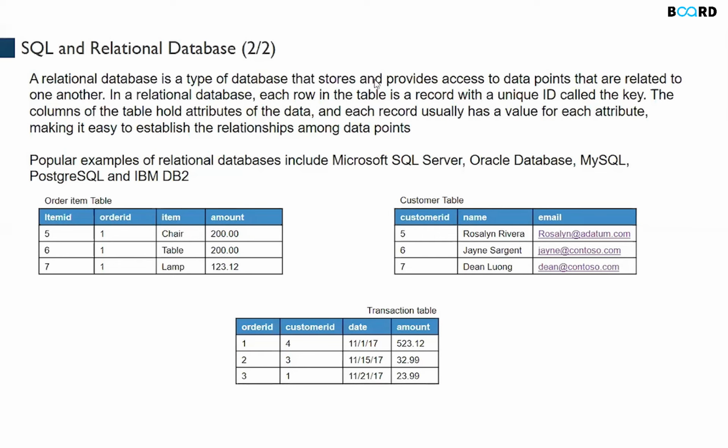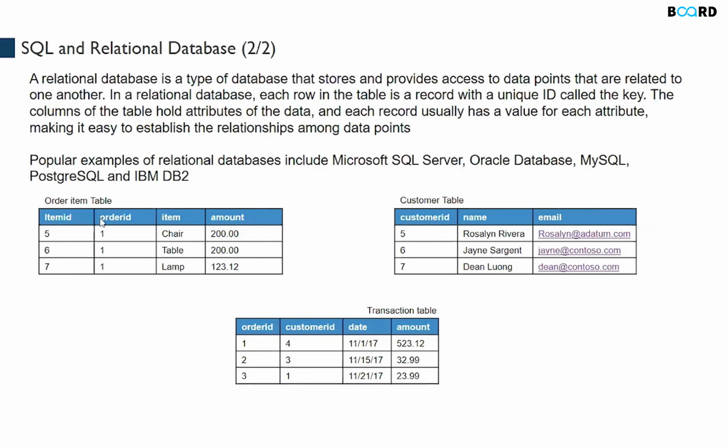Now let's look at the definition. A relational database is a type of database that stores and provides access to data points that are related to one another, right? Now these are related to one another. And in a relational database, what you see here is a tabular structure, which means the data is stored in the form of tables. In this relational database, each row in the table is a record with a unique ID called the key. For example, item ID 5 represents the whole first row. Item ID 6 represents the second row. Item ID 7 represents the third row. This is called the key, right?